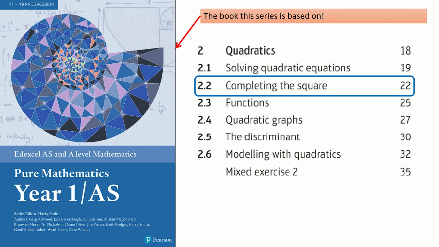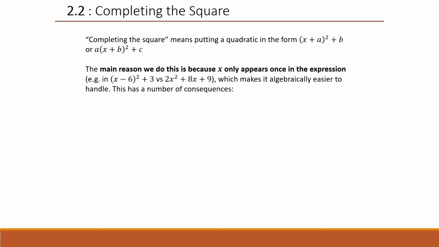Today we'll be continuing chapter 2 and doing topic 2.2, which is completing the square. You should have done this in GCSE. Completing the square means putting a quadratic into the form (x + a)² + b, or if there is a number in front of the x² term, a(x + b)² + c.